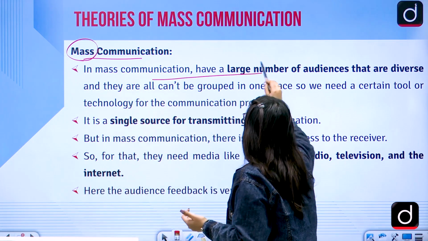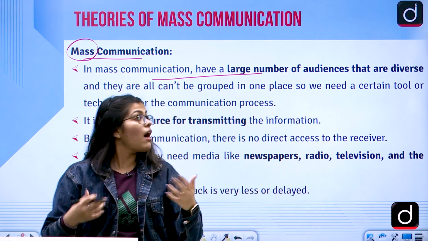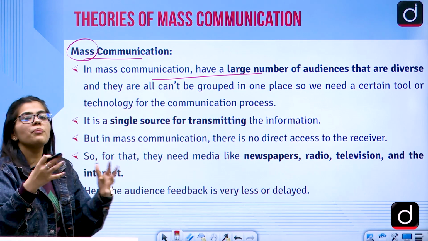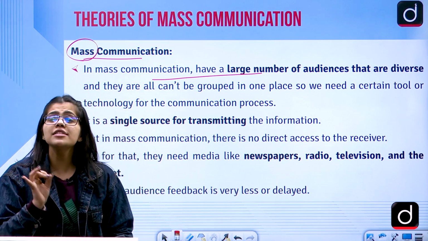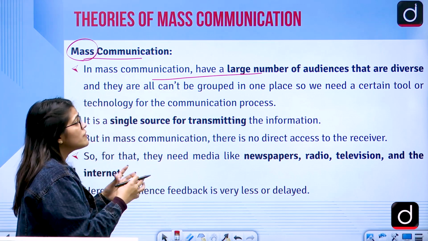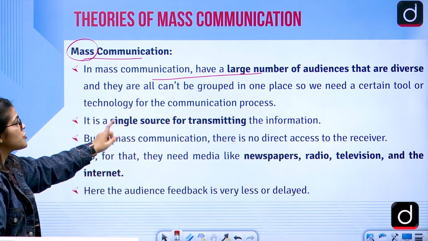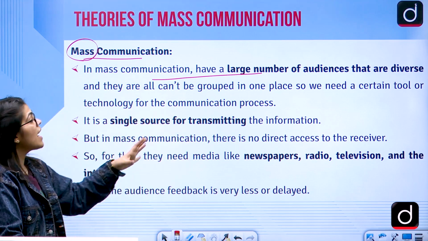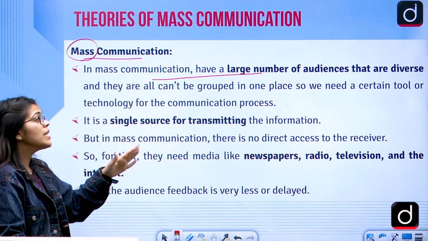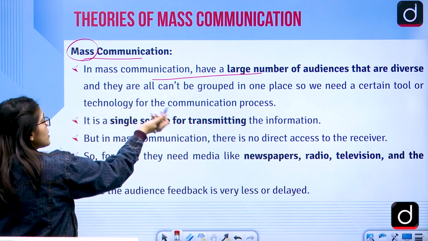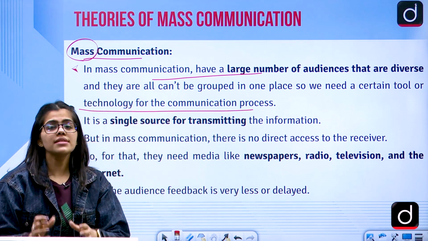So in mass communication, we have a large number of audience, and they all cannot be grouped together. So what is mass communication? It is a heterogeneous group. Hence, you cannot group them together. All of their needs cannot be taken up together. They are diverse, and they cannot be grouped in one place. So we need a certain tool or technology for the communication process, and this tool is called mass media, right?